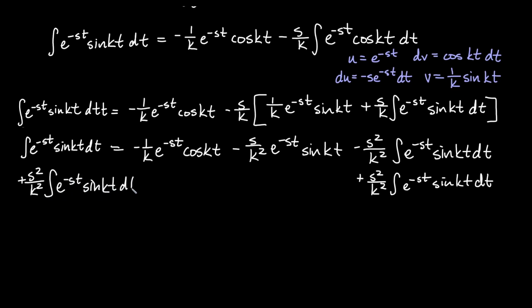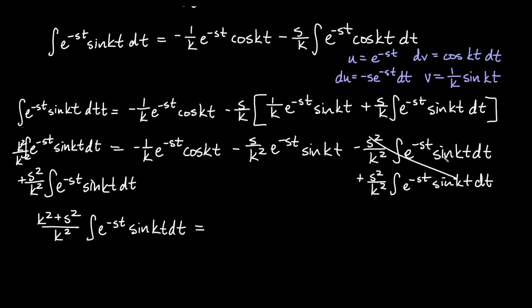And if we do that, on the left side here, this is really having a 1 here. So you have 1 of this integral plus that. If I think of this as k squared over k squared, and I add those together, then we actually get k squared plus s squared over k squared times this integral on this side. And we won't have this anymore, so we just have these two terms. Negative 1 over k e to the negative st cosine kt minus s over k squared e to the negative st sine kt.